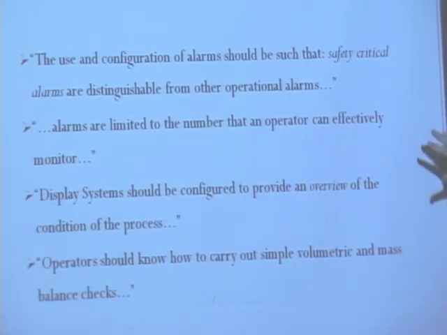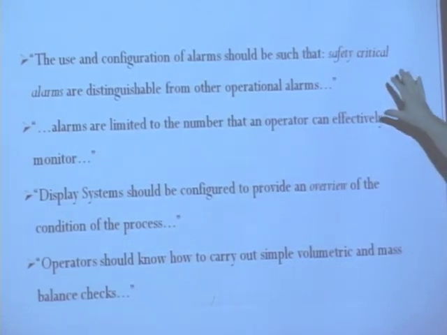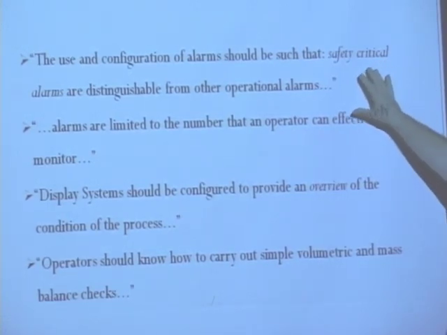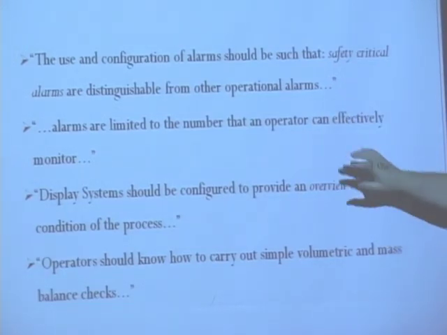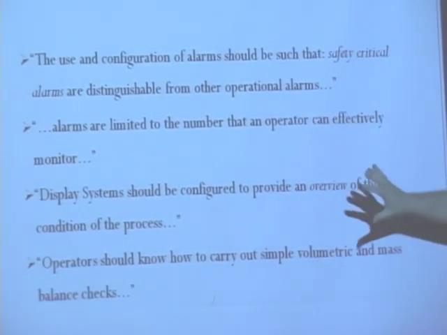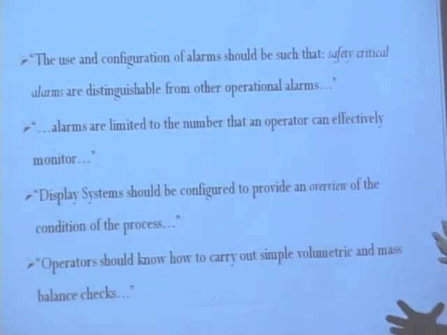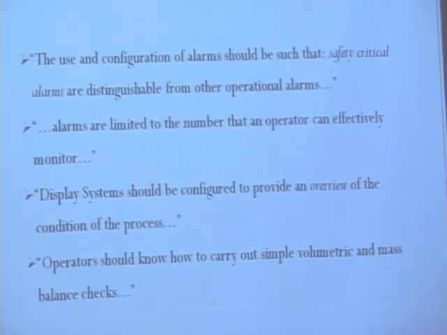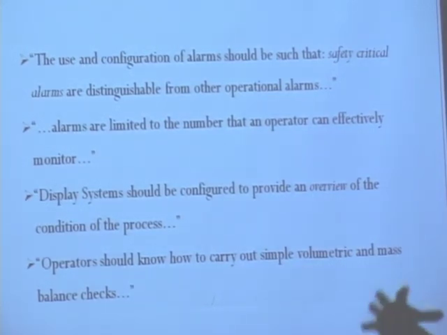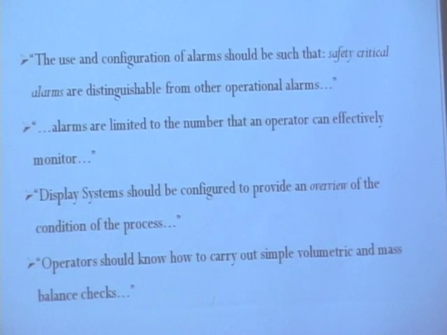The other thing they came up with was that the use and configuration of alarms should be such that the safety critical alarms are distinguished from other operating alarms, limited to the number an operator can effectively monitor, and then the display system should be configured to provide an overview condition of the process. Now we've got to really define and understand what they mean by an overview of the process.